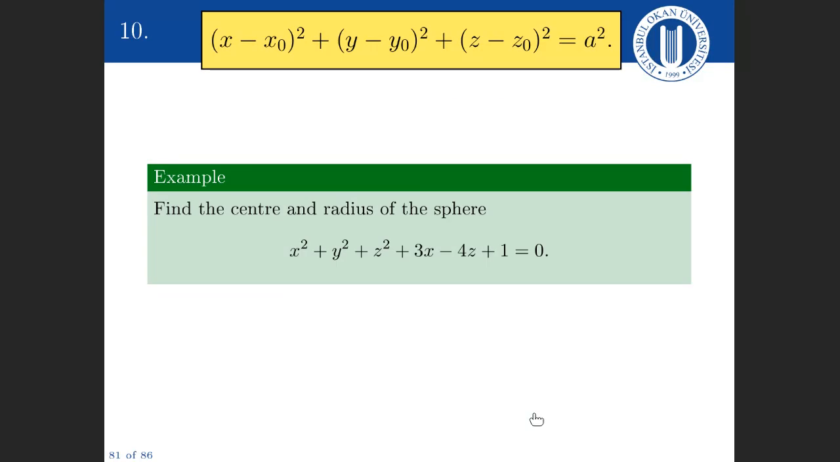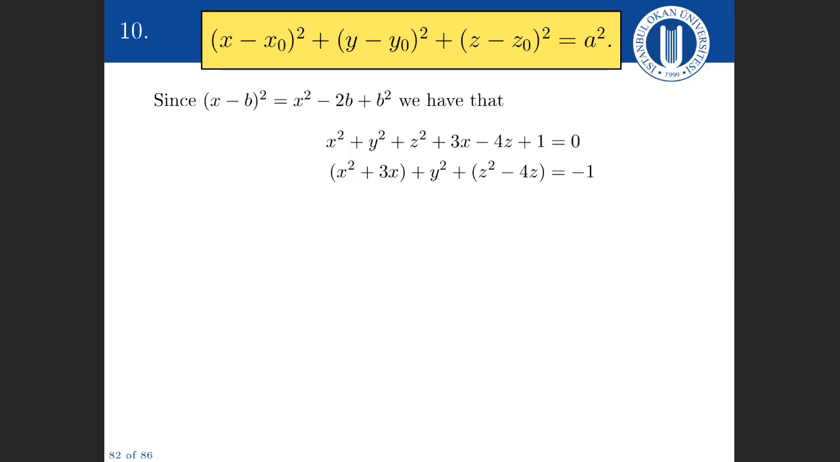For example, find the center and the radius of the sphere x squared plus y squared plus z squared plus 3x minus 4z plus 1 is equal to 0. Now, this is not in the same form as the standard equation, which is at the top of the slide. We need to rearrange our equation so that it looks like the standard form. And to do this, I'm going to use the fact that x minus b squared is equal to x squared minus 2bx plus b squared.